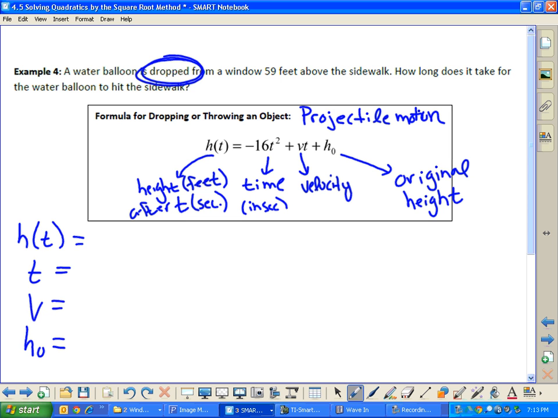Can anybody help me fill in anything I know about these letters in the problem? Go ahead, Dom. Yep, very good. Anybody know anything else? Yeah, why is the velocity 0? You're right. Because you're dropping it. Very good. Way to pay attention to that. So initial velocity, because I dropped the object, is 0 feet per second.